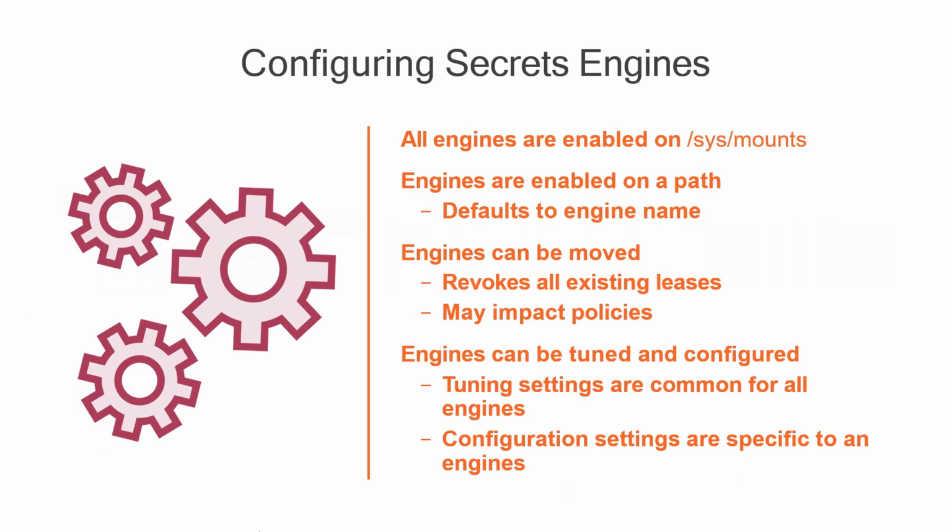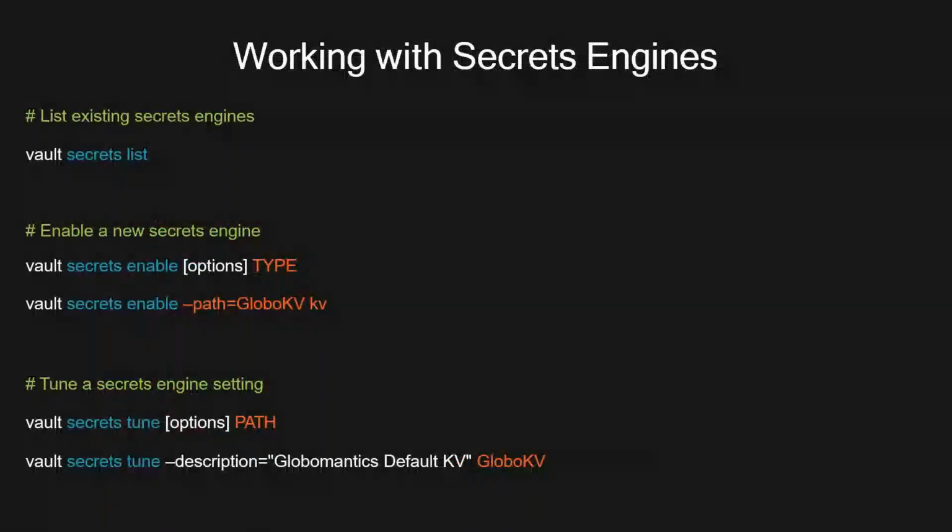Okay, so yeah, configuring a secret engine. Some of the common things which you should know. All engines are enabled on sys mounts. So whenever we enable any secret engine, it is inside the path which is called sys mounts. That's a fixed one. Engines are enabled on a path that defaults to the name of the engine. You can change the name if you want. Engines can be moved, revoked. All existing leases may impact policies. Engines can be tuned and configured. So that's something which we discussed.